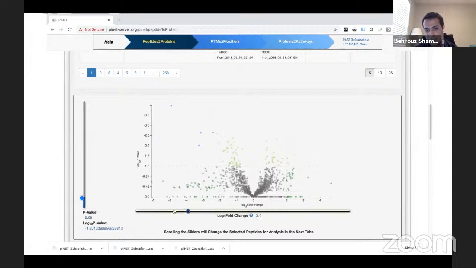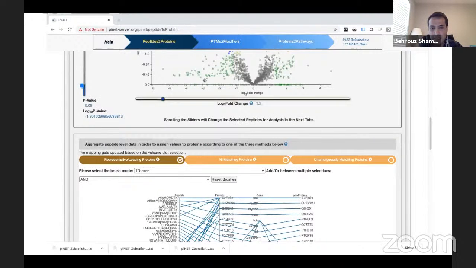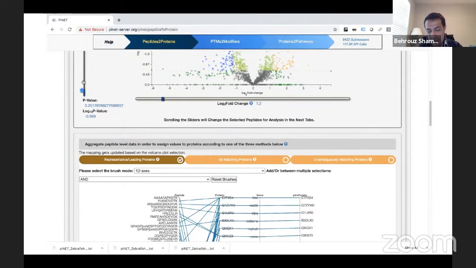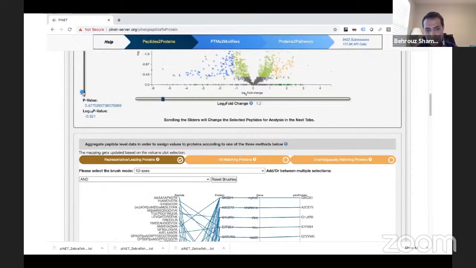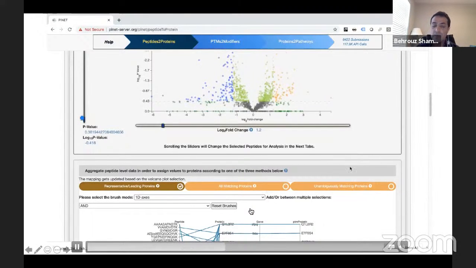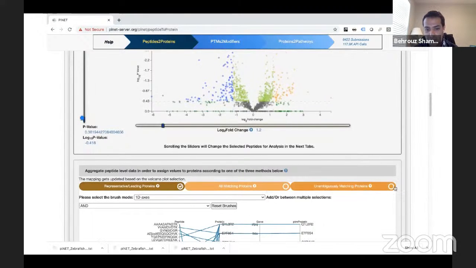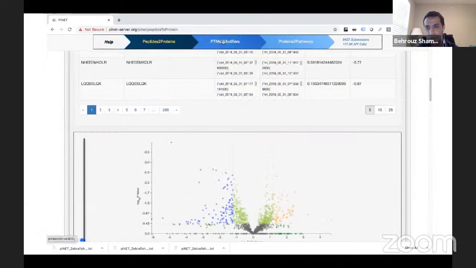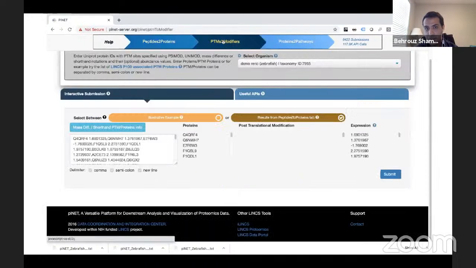That's the result of the t-test. We can see that these peptides can be selected based on the p-value, and this selection changes the selection underneath. The graph underneath here, which is dynamically changing, will change the input for the second task. For example, if we select these peptides, the PTM and the protein level expression values will change in the second and the third tab.